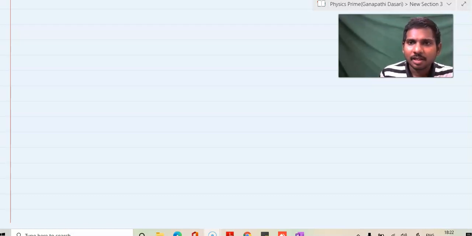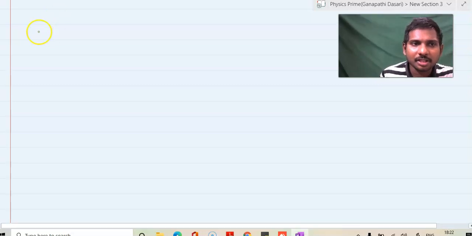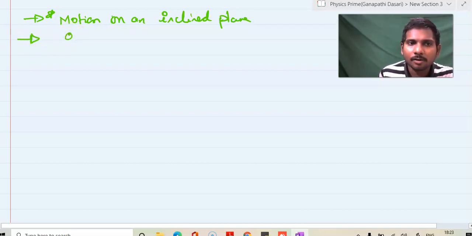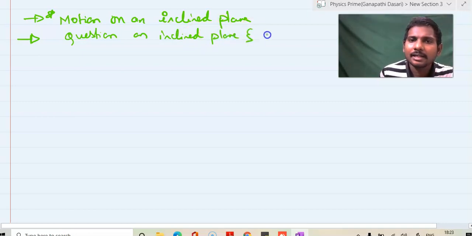In this series, this is a continuation lecture from the topic Newton's laws of motion, and in this present lecture, we will discuss motion in an inclined plane. Very important concept. Motion on an inclined plane, and also some good quality questions on inclined plane and pulley block system.